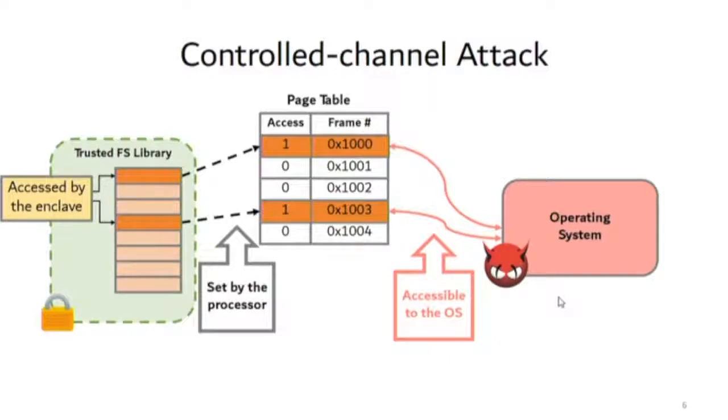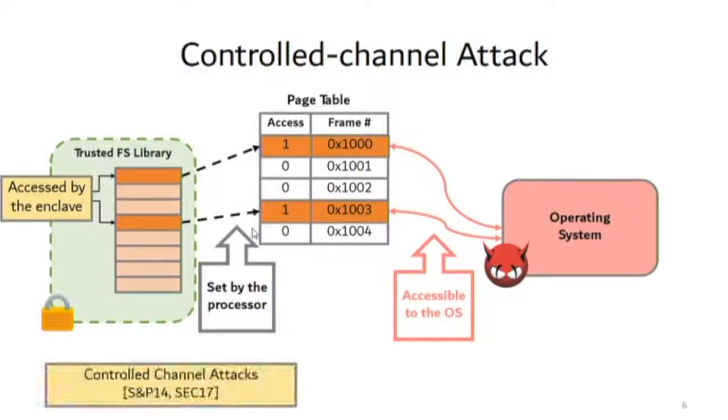Of course, the granularity of pages is 4 kilobytes, but the enclave would still leak information as to exactly what part of the file was accessed. Let's suppose that this file starts from here. Then you can still figure out, in some sort of granularity, what offset of the file was accessed. So this is a controlled channel attack. There have been 2 different papers that have talked about these attacks and even about improved versions of these attacks.